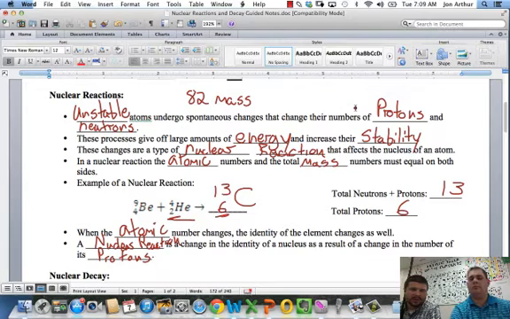Just in summary, these nuclear reactions affect the nucleus, which affects the number of protons and the number of neutrons. But there are specific types. We looked at one type here, alpha, with the helium particle. Now let's look at the other types, and we'll fill out the chart below.